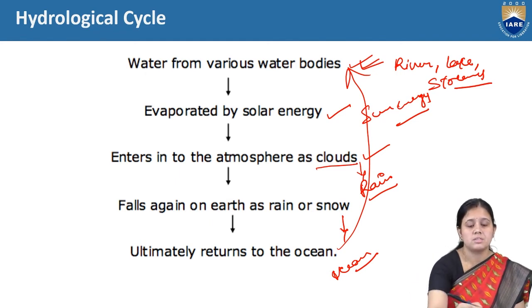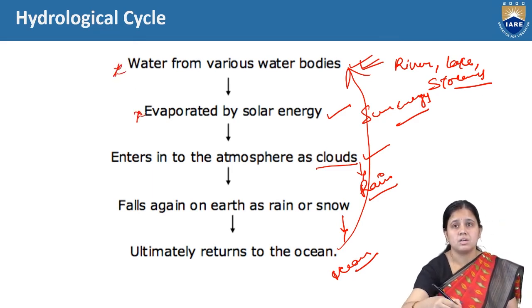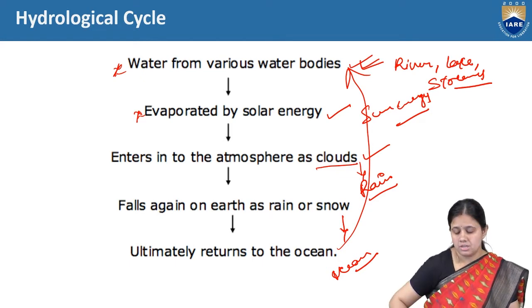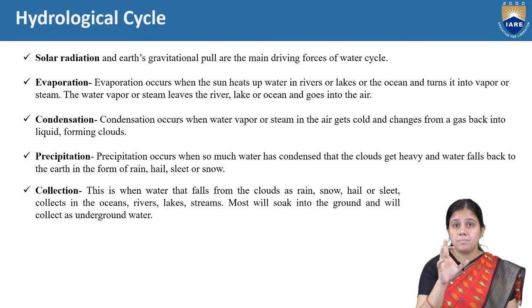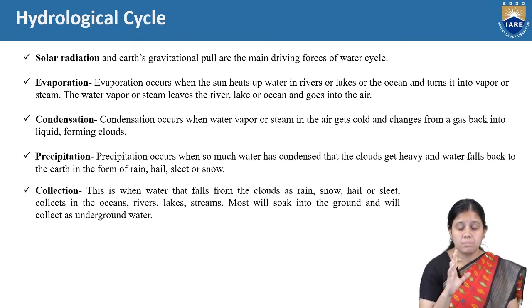And now, we have to study which processes are involved in all these steps: what is evaporation, what is transpiration, what is precipitation, that make this water available again to the atmosphere. So now these are the main factors of the hydrological cycle. The main factors of the hydrological cycle are solar radiation and the earth's gravitational pull. These are the main driving forces of the water cycle.